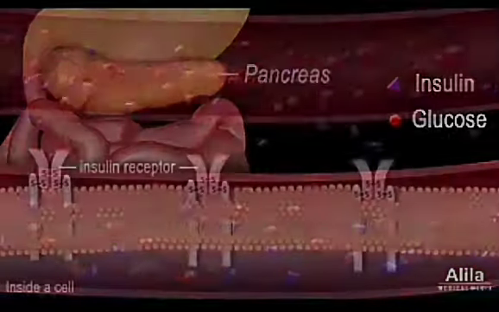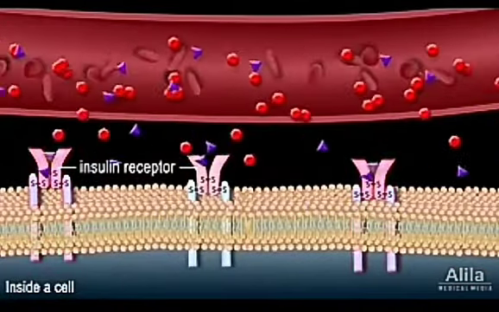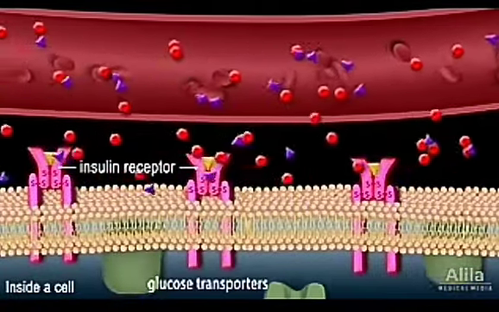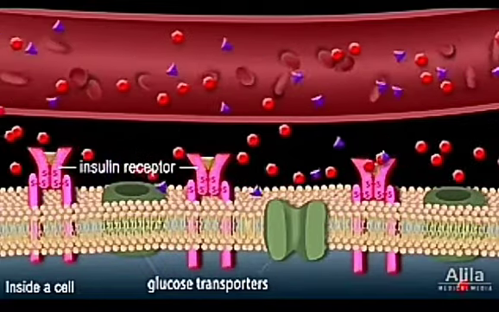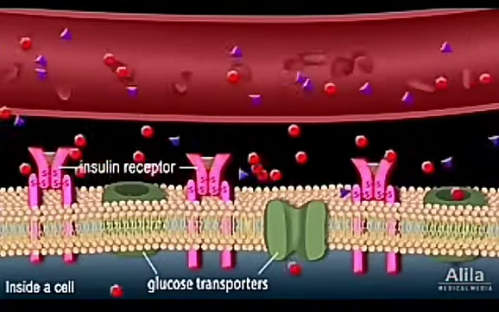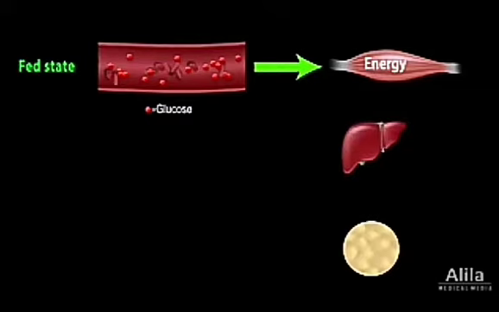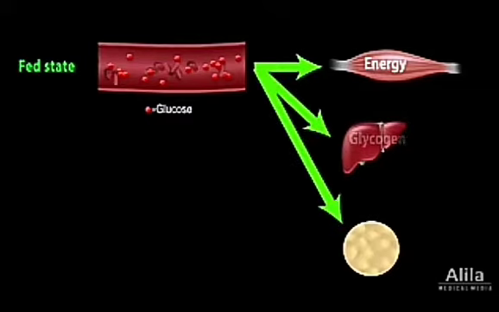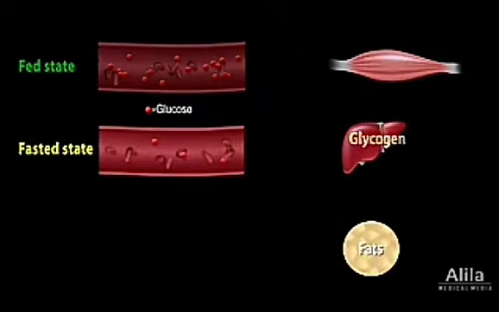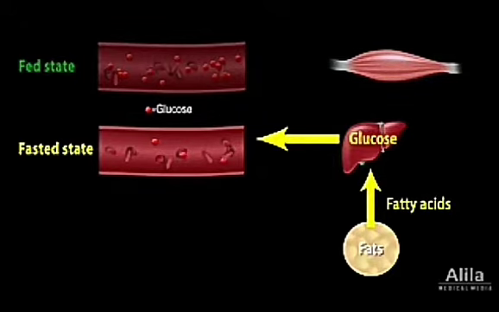Binding of insulin to its receptor on a target cell triggers a signaling cascade that brings glucose transporters to the cell membrane, creating passageways for glucose to enter the cells. In most tissues, muscles for example, glucose is used as an energy source, while in the liver and adipose tissue, it is also stored for later use in the form of glycogen and fats. When the body is in the fasted state, the liver produces and secretes glucose into the blood, while adipose tissues release free fatty acids to the liver, where they are converted into additional metabolic fuel.